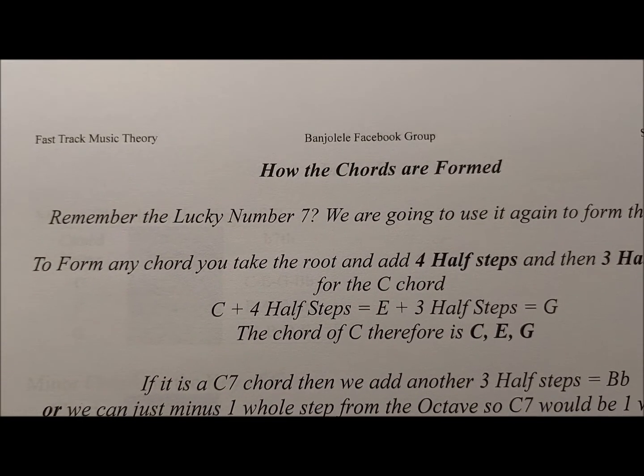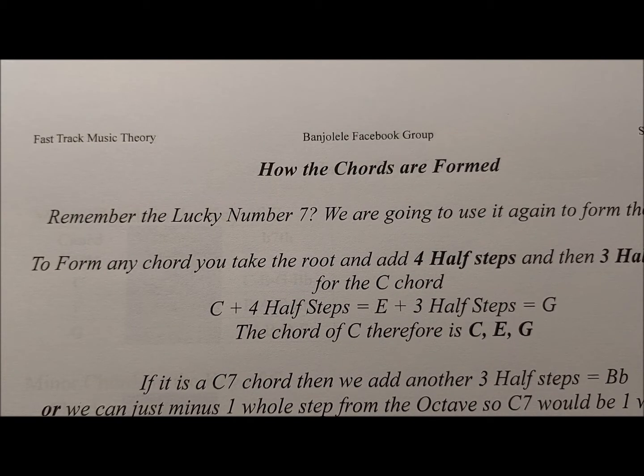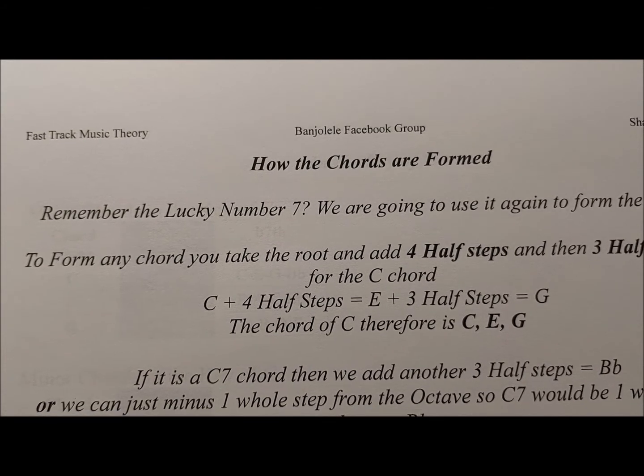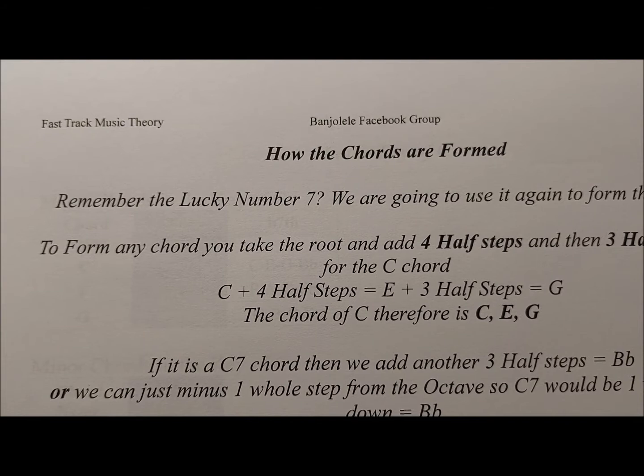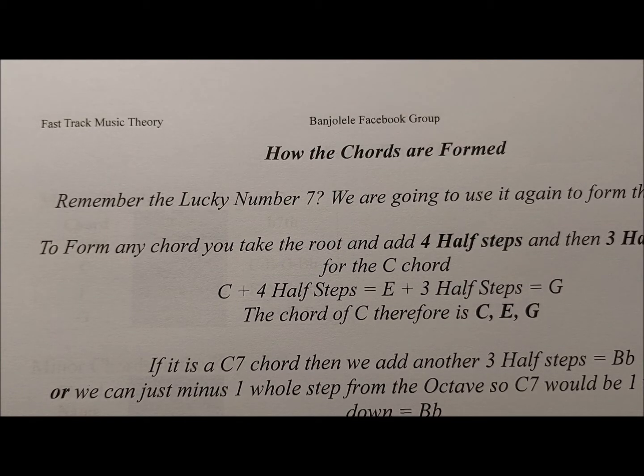Remember the lucky number 7? We're going to use it again to form the chords. To form any chord, you take the root and you add 4 half steps, and then 3 half steps. So it comes to 7 half steps altogether. So if we're going from... I got my papers everywhere now. Let's go back to our first one here.